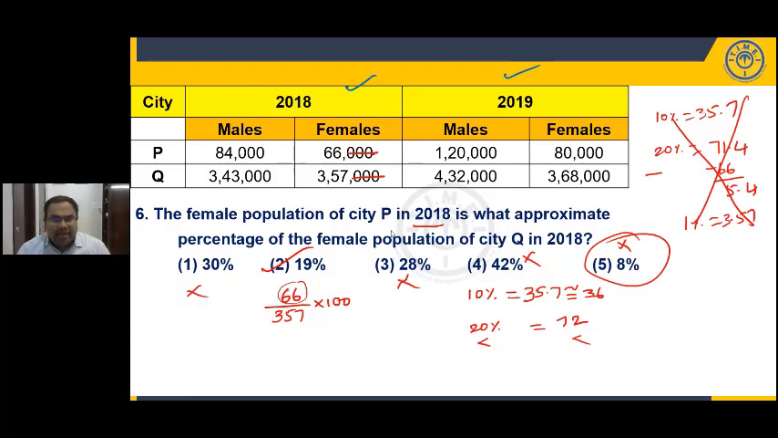19% correct, Bharti and Anubhav. Okay, let us take up the next question.